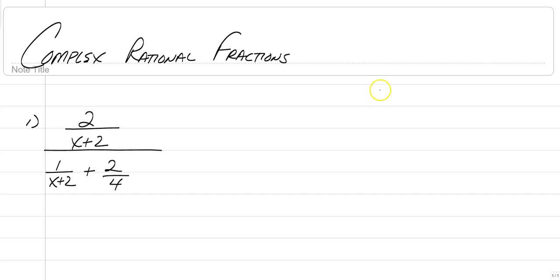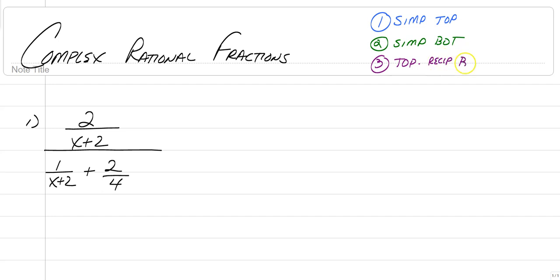The first thing you need to do with these problems is simplify the top. And after you simplify the top, you need to go simplify the bottom. Now, sometimes you don't have to do both. Sometimes you only have to do one. And then finally, it's top times the reciprocal of the bottom, because really, this is a division problem. This is this guy divided by this guy. And when you divide fractions, you are multiplying by the reciprocal. So that's exactly what we're going to do here.